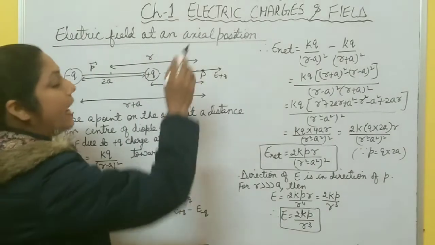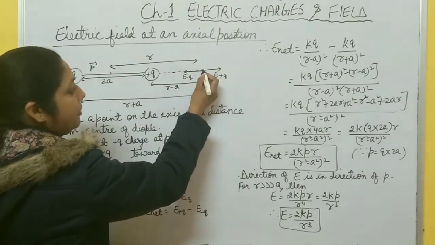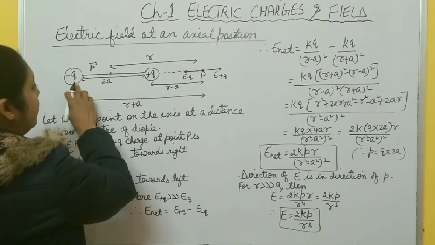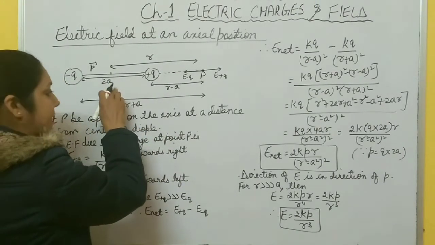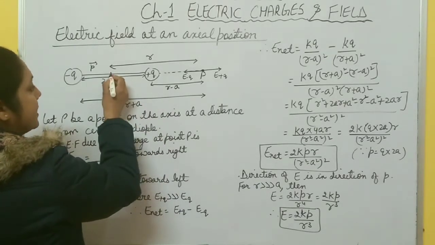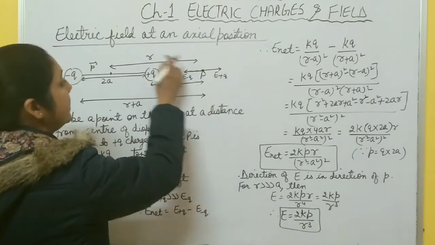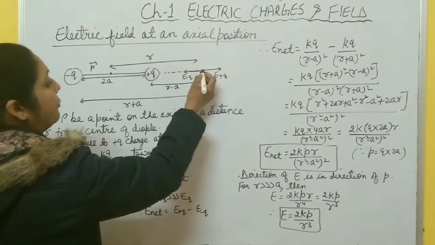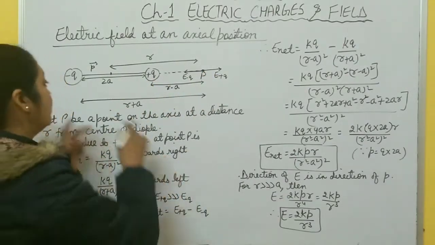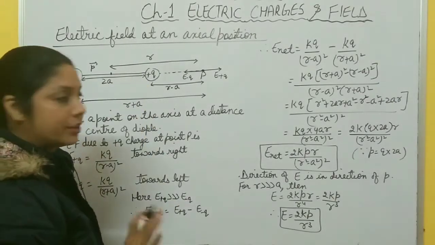Now electric field at an axial position. You know axial position is along the axis of the dipole. So to determine the electric field at point P, right? Suppose this is a dipole separated by the distance twice a. Let us suppose that the distance from the center of the dipole to the point at which the electric field is determined is r. You have to find the electric field at point P due to this dipole. Dipole means both the electric field due to the minus q charge and the plus q charge, right?